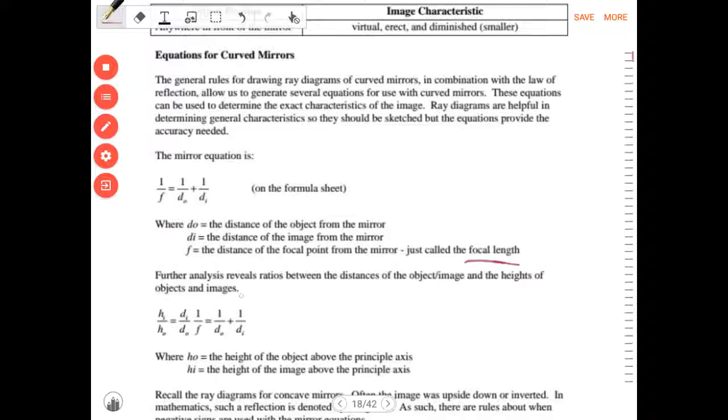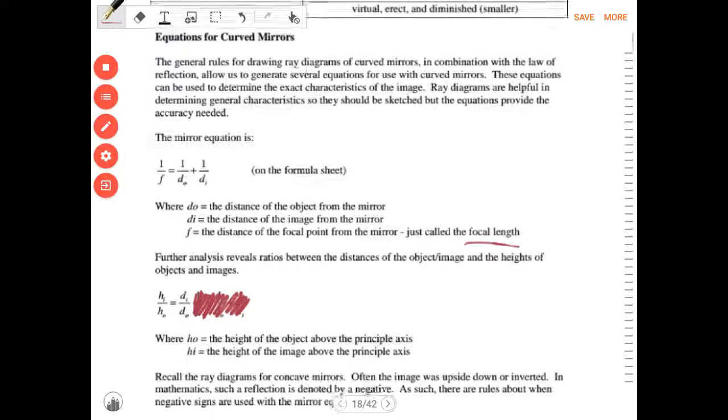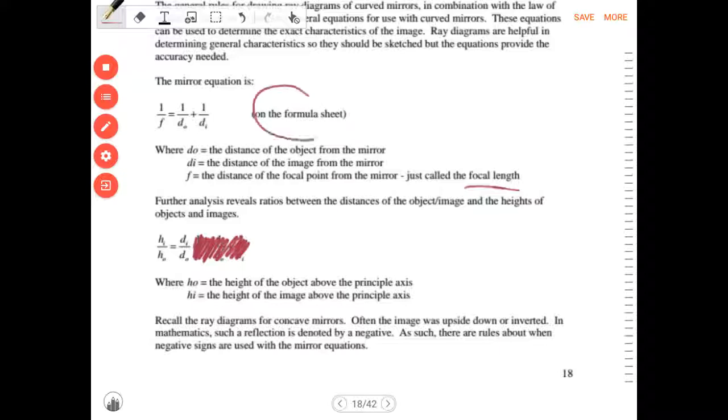Further analysis reveals ratios between the distances of the object and image and the height of the object and image. Sorry guys, it looks like I didn't erase that, so this isn't supposed to be here. So hi over ho equals di over do, where ho is the height of the object above the principal axis, and hi is the height of the image above the principal axis. Notice that's not on your formula sheet. We'll get there in a second.